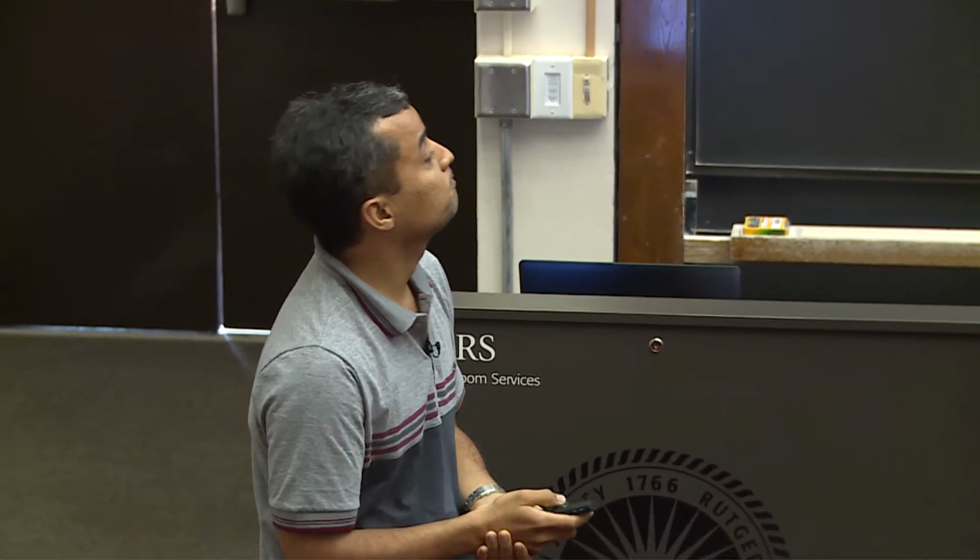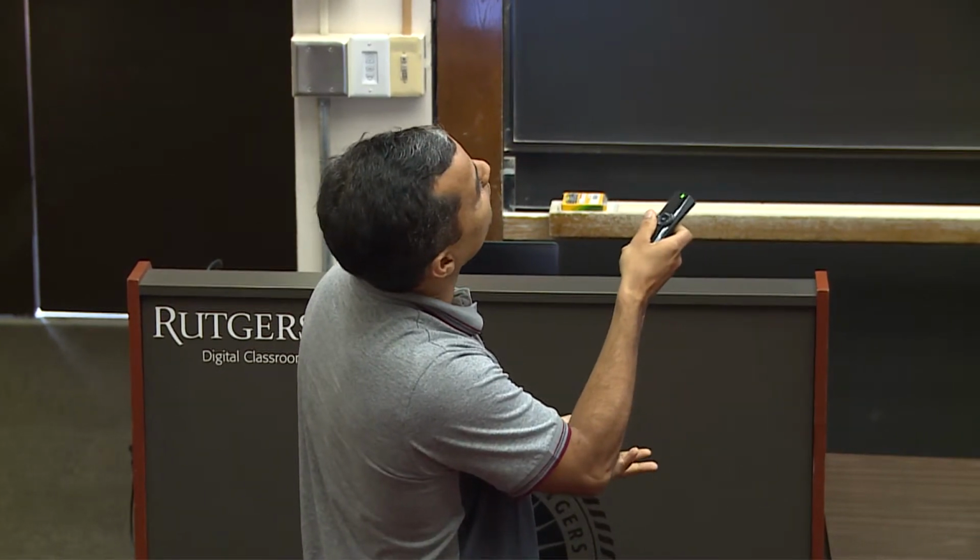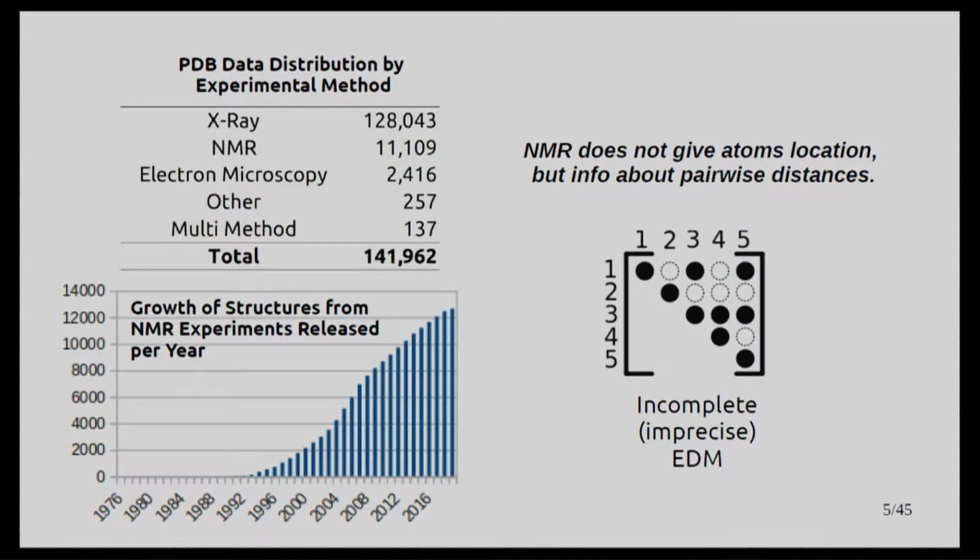We have some techniques to figure out protein geometry. This data is from the Protein Data Bank. As you can see, NMR is the second one here with 11,000 entries. And here is the number of entries of NMR data in the PDB during the years. So it's still a very important technique. And another thing that we have learned from the previous presentation is that NMR does not give locations. Even what is given is a bunch of information, maybe incomplete, maybe imprecise information about distance.